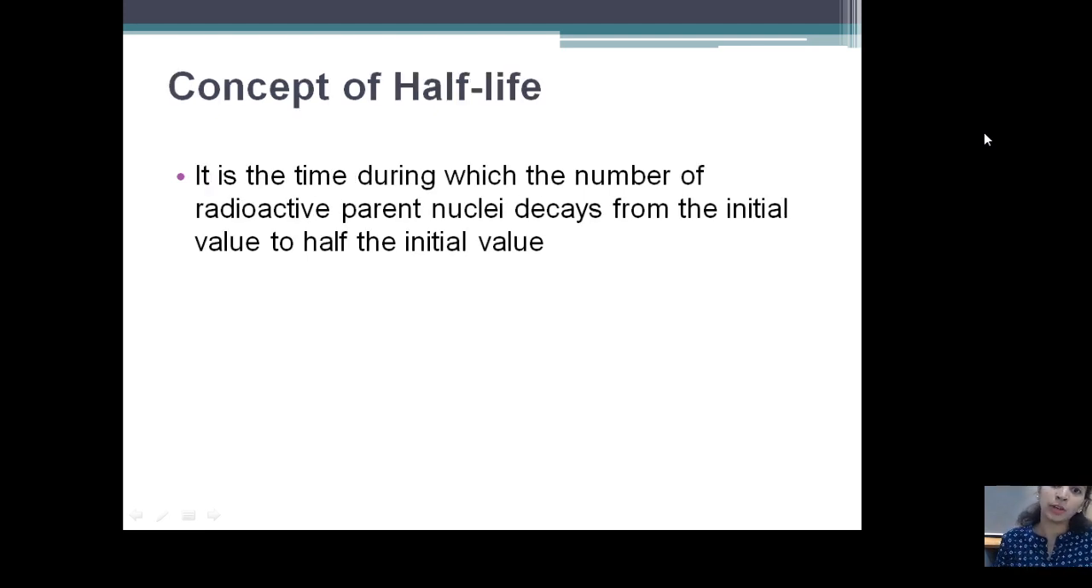Okay, then we have another concept, half-life. When we are using a radioactive substance, it is emitting radiation. Half-life is the time during which the number of radioactive parent nuclei decays from the initial value to half the initial value. Why is this concept important? Because if we are using a radioactive substance, we want to know when it will decay, so that we need to replace the radioactive substance.